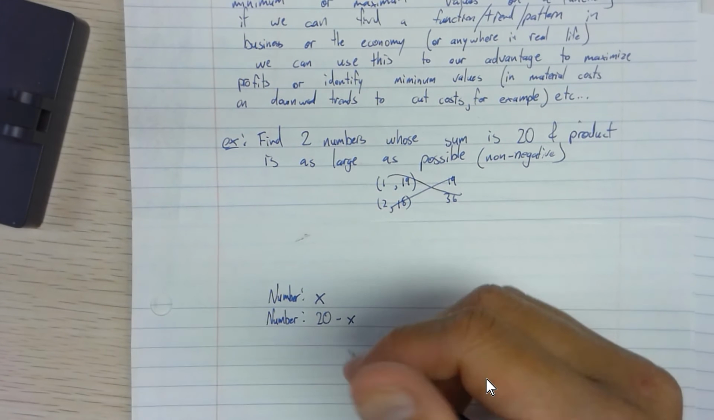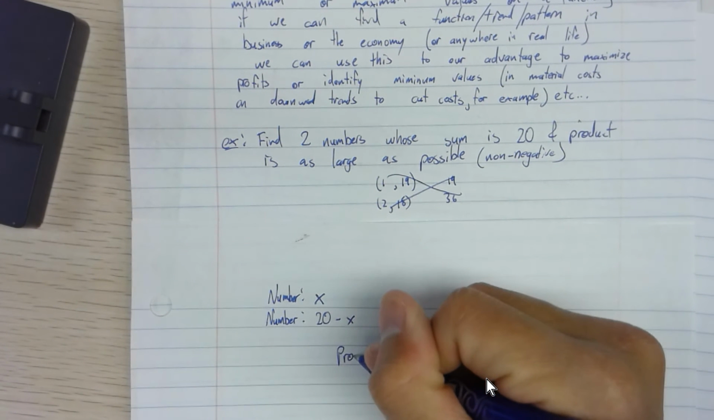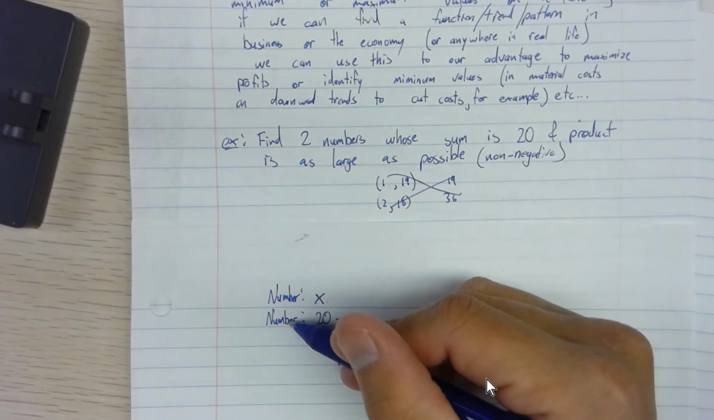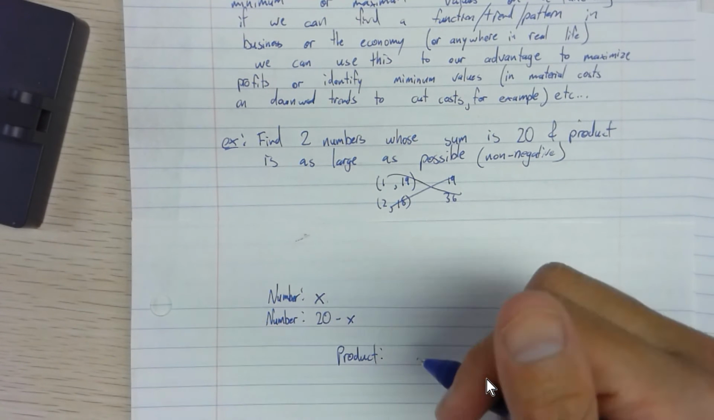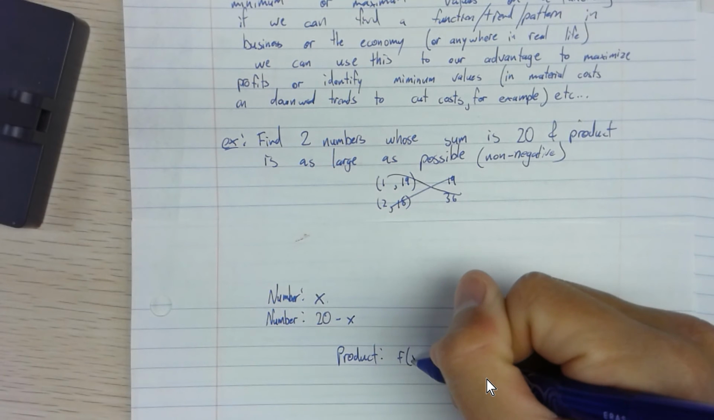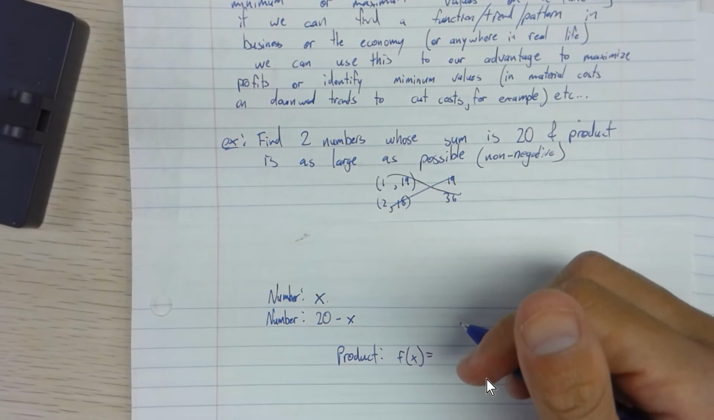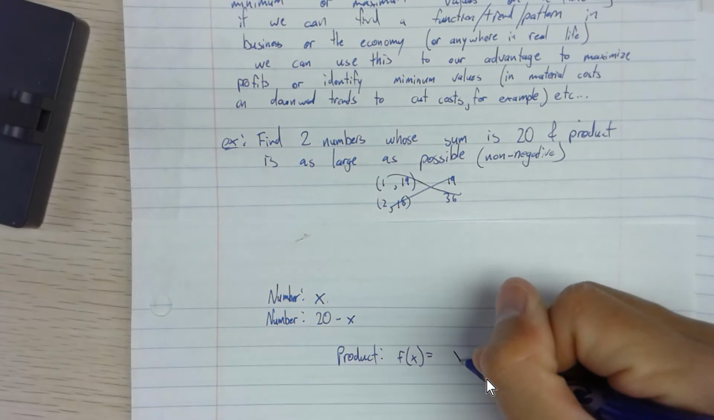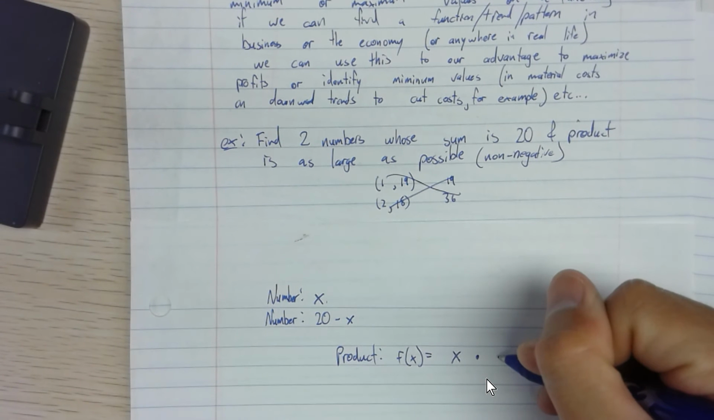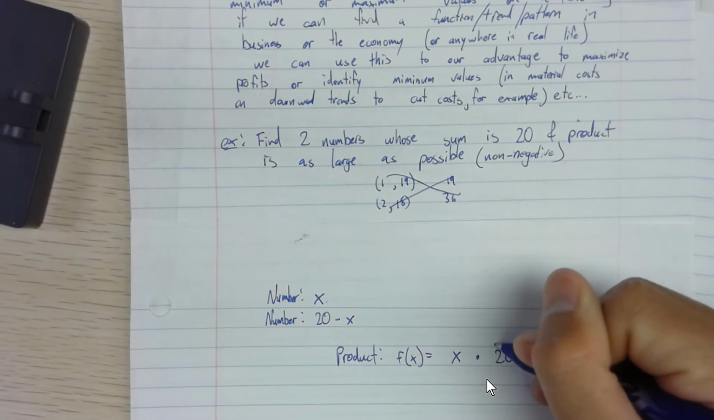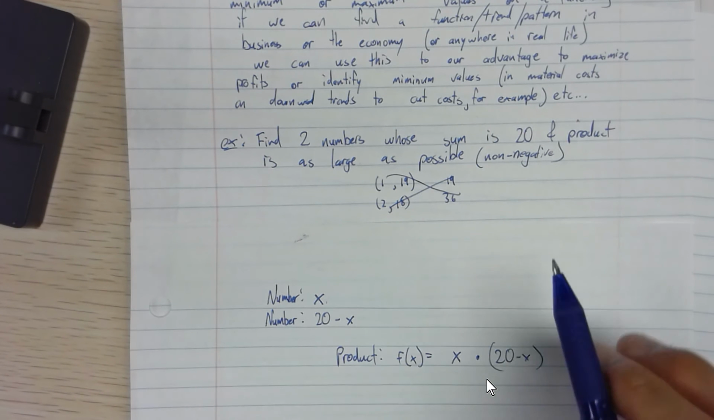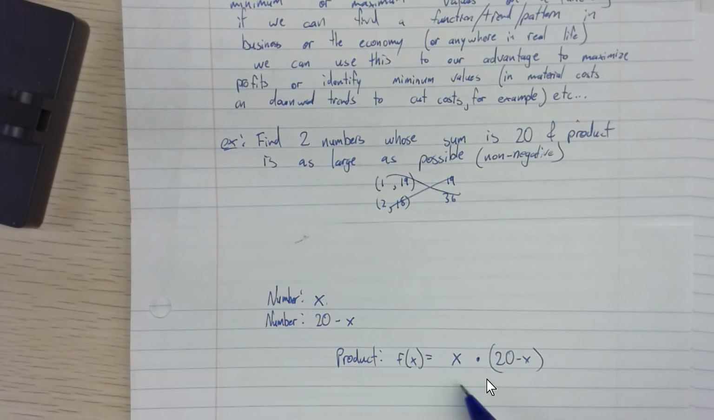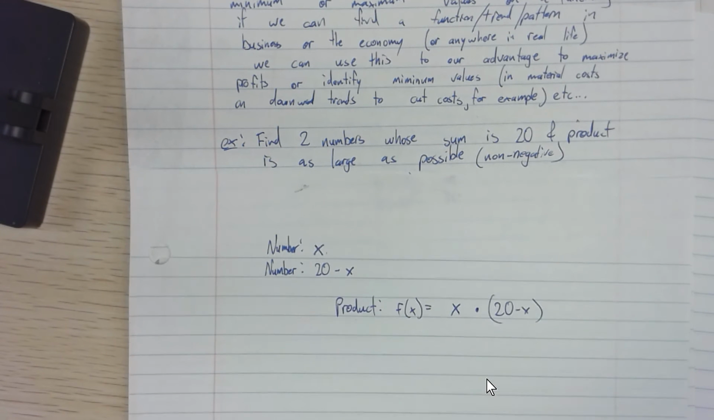And I'm going to model the product. Remember, we want the product of x times the other number to be as big as possible, right? So let's make the product into a function or some kind of equation where we can apply the first derivative test. It's going to be the first number times the other number, which is 20 minus x. So it's the product of two numbers. Remember, the product is as large as possible. We want to maximize this.